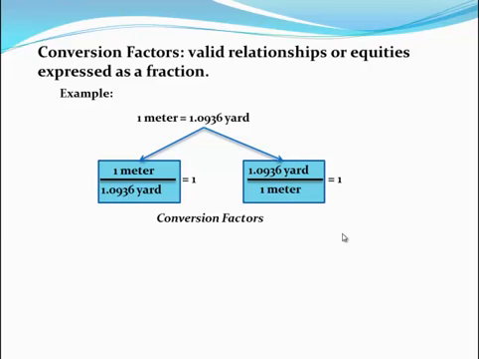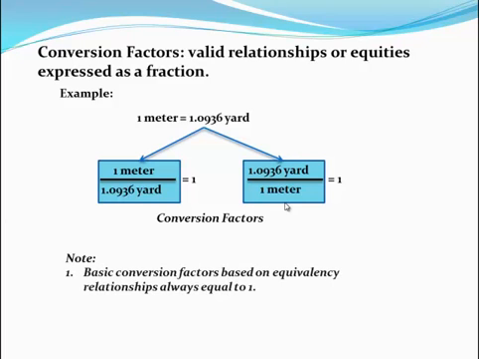Also vitally important, and keep that in mind, as I will mention it multiple times: conversion factors are always equal to 1. It will become self-evident at a later time. For this relationship, you can derive two conversion factors: 1 meter over 1.0936 yard, or 1.0936 yard over 1 meter. Both of them equal 1, so both of them are conversion factors. Note, basic conversion factors based on an equivalency relationship are always equal to 1.